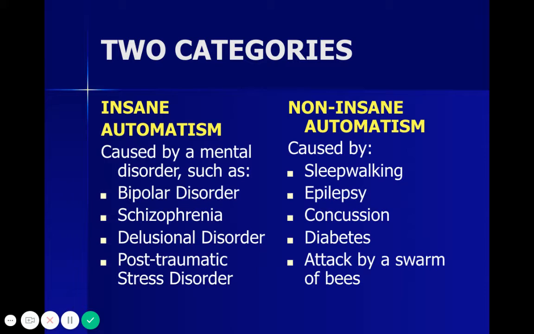There's two types: insane automatism and non-insane automatism. Insane automatism is what it sounds like. It's where somebody is physically engaged in some sort of physical action, but they have a severe mental disorder like bipolar disorder, schizophrenia, delusional post-traumatic stress disorder, something like that. There's also a category called non-insane automatism, and it includes an unusual list of things.